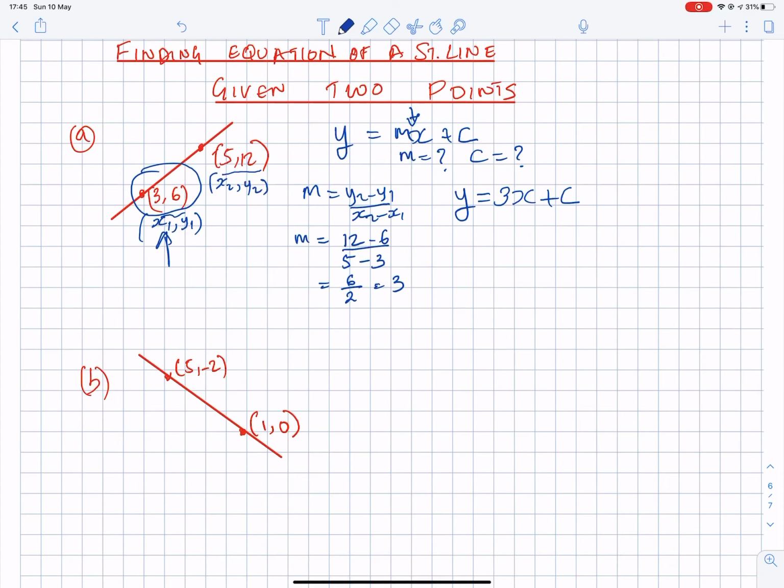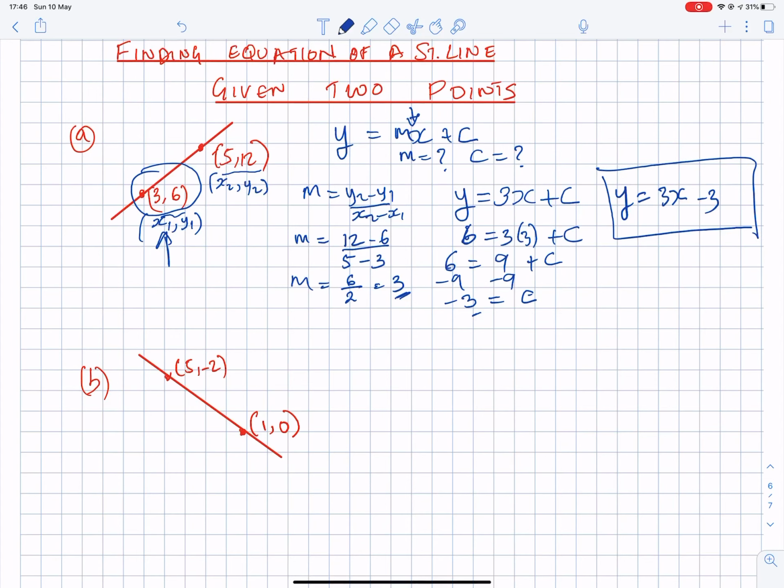I substitute the values in. y is 6, so 6 equals 3, x is 3, plus c is what I need. So 6 equals 3 times 3 is 9, plus c. Get rid of that 9, so minus 9 both sides. 6 take away 9 is negative 3, equals 9 take away 9 is 0. I'm left with c. So now I have m is equal to 3 and my c is negative 3. I can now write my equation of this straight line as y equals m is 3, so 3x, and c is negative 3.